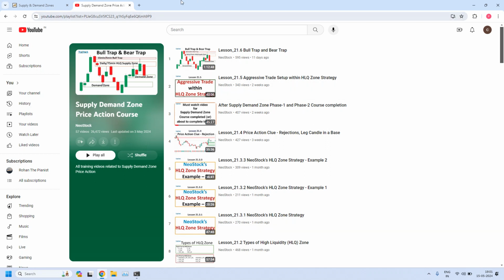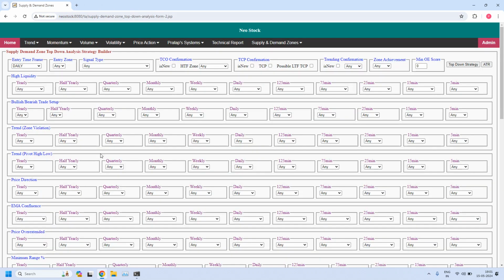Now let's get into the report generation. The first report we are going to generate is the bullish trade setup for daily income trade. For daily income trade, entry time frame is 15 minutes. And for bullish trade setup, entry zone should be demand zone. And in the third row, bullish or bearish trade setup, in the entry time frame, that is the 15 minutes time frame, I am selecting the value bullish. That means we need to generate the bullish report.